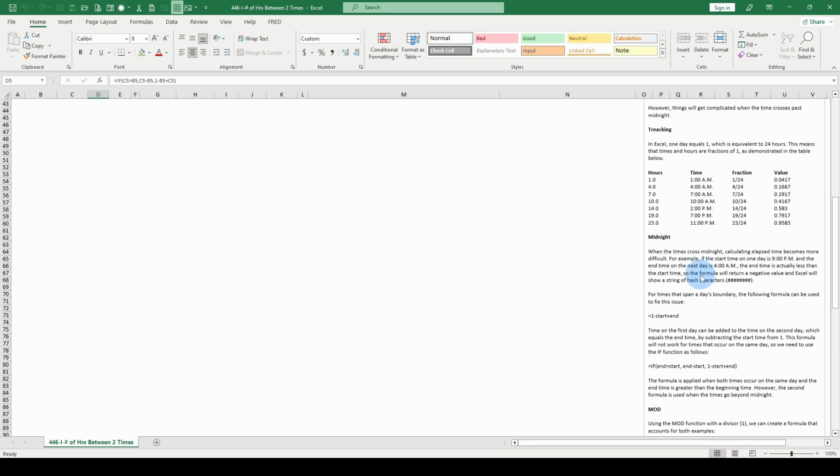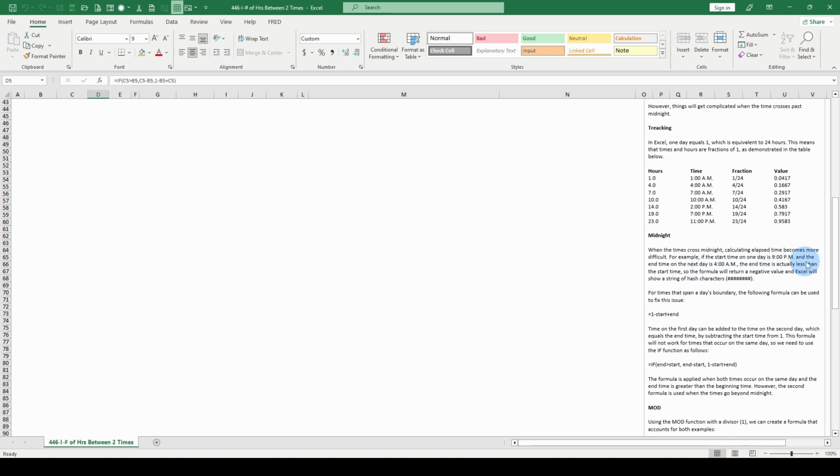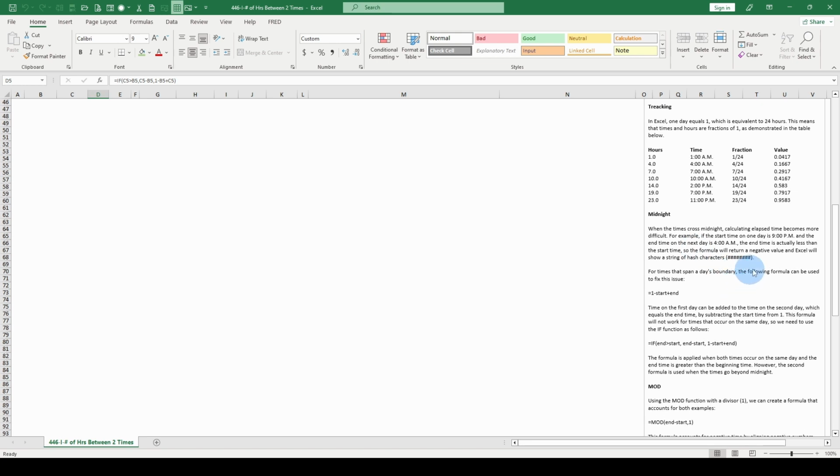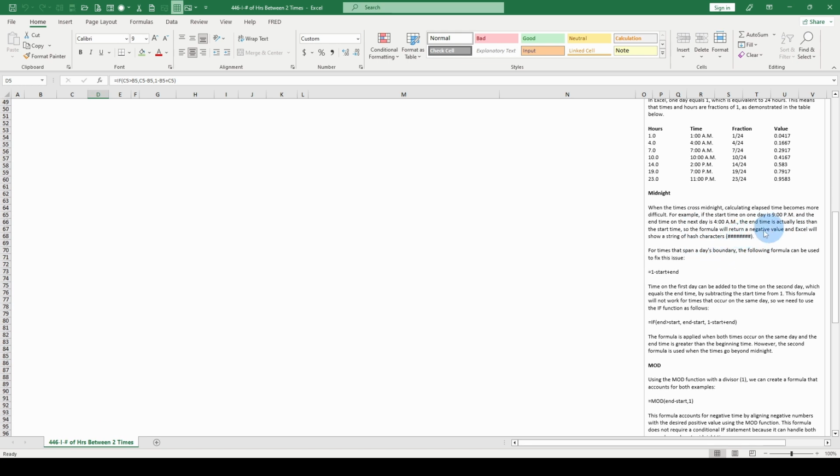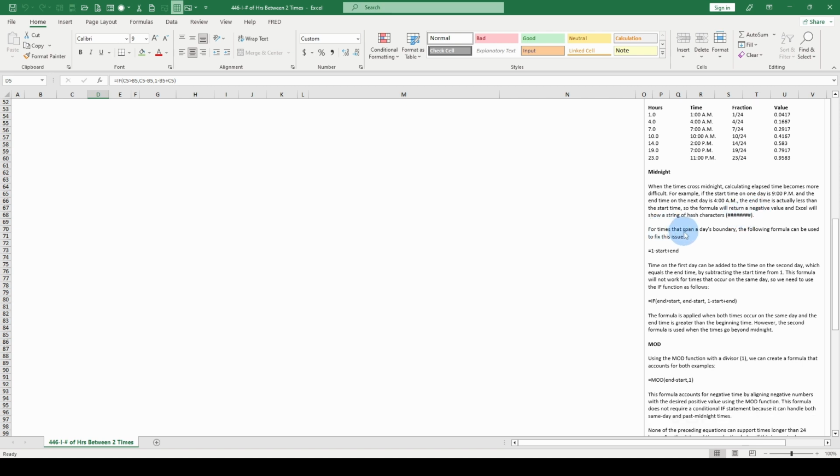When the time crosses midnight, calculating an elapsed time becomes more difficult. For example, if the start time on the first day is 9 p.m. and the end time on the next day is 4 a.m., the end time is actually less than the start time. So the formula returns a negative value, and Excel will throw out a nasty pound error. For times that span a day's boundary, the following formula can be used to fix the issue: 1 minus start plus end.